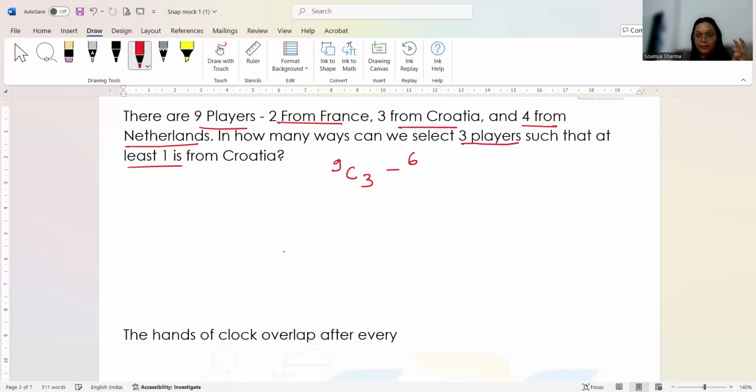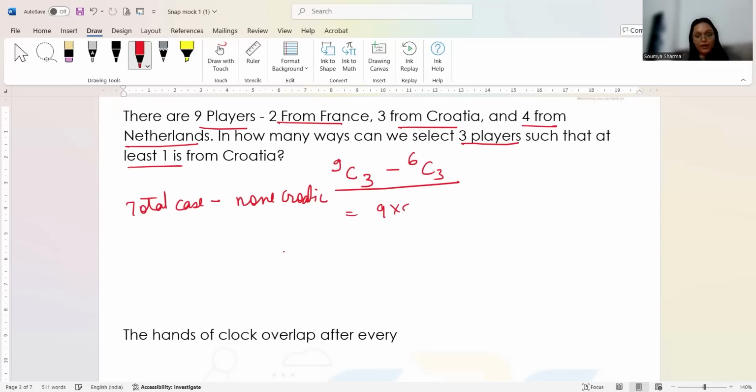So I will remove 3 people, that is 6C3. So this is the total number of cases that at least one will be from Croatia. That is what I have written here: the total cases minus none from Croatia. Okay, so this is 9C3 minus 6C3.